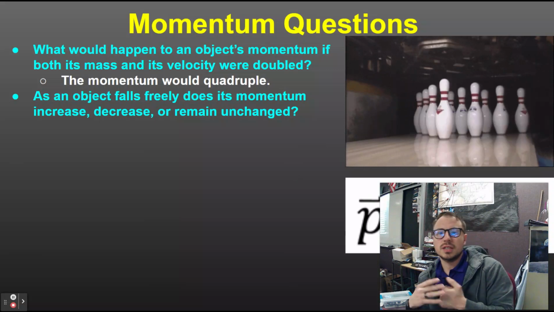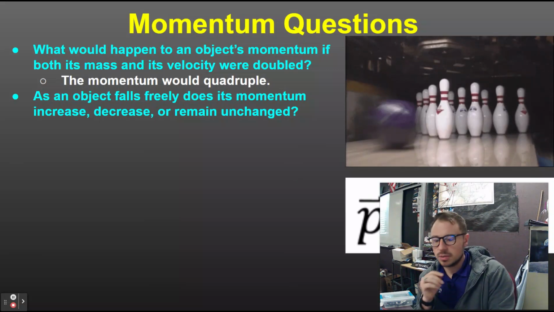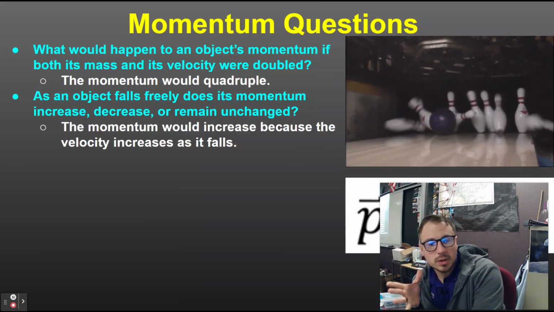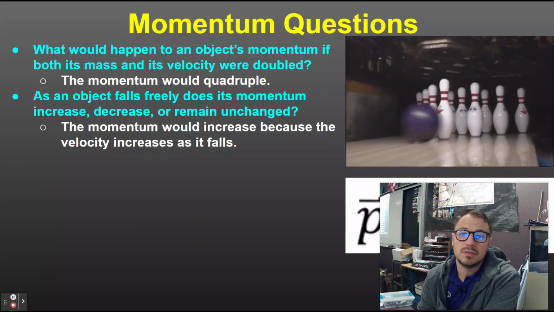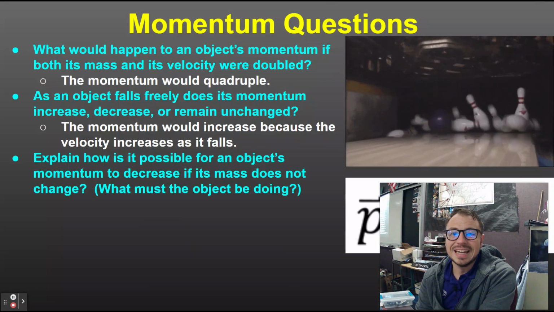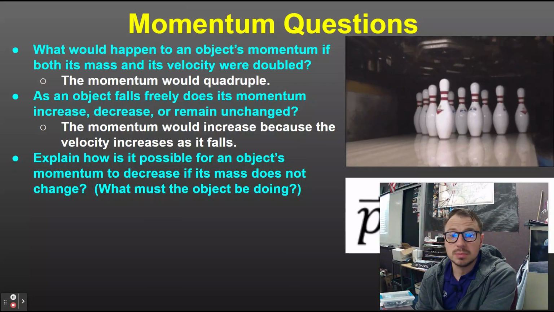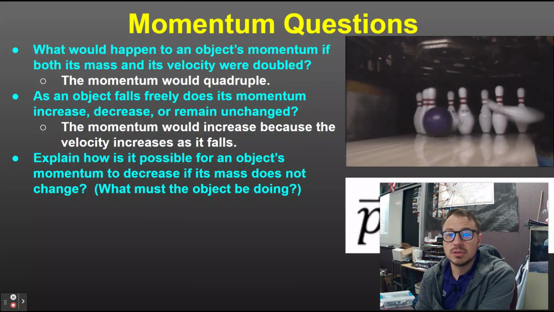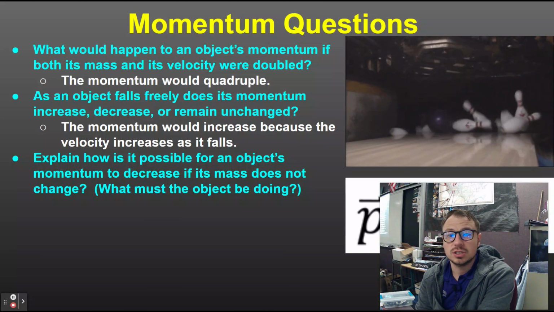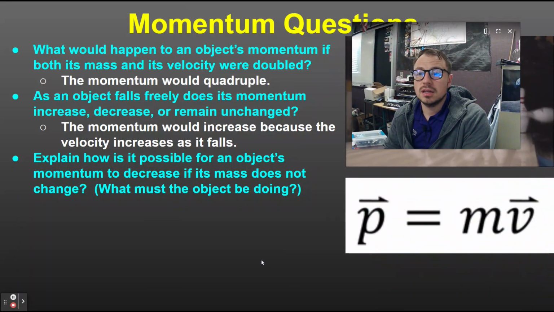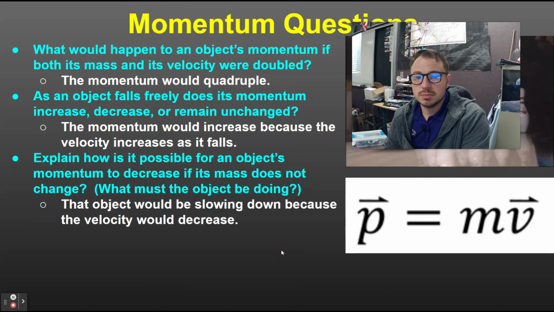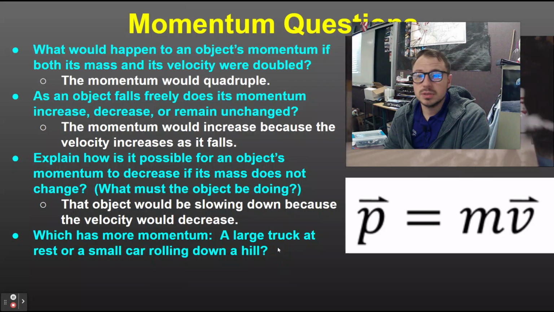As an object falls freely, does its momentum increase, decrease, or remain unchanged? The momentum would increase because the velocity is increasing as it falls. At least the magnitude of the velocity is increasing. Explain how it is possible for an object's momentum to decrease if its mass does not change. What must the object be doing? So if we look at the equation for momentum, that object must be slowing down because the velocity would decrease.